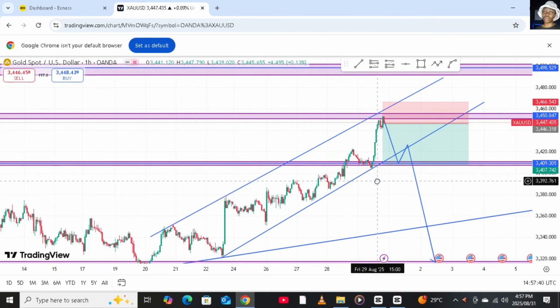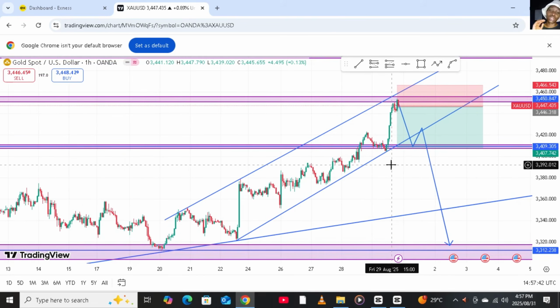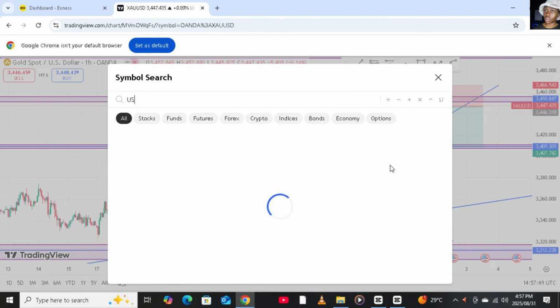But this is what I have for you on gold, guys. In Nasdaq we saw sells, in gold we saw sells. Let's check out US30 and then we end with silver. US30.